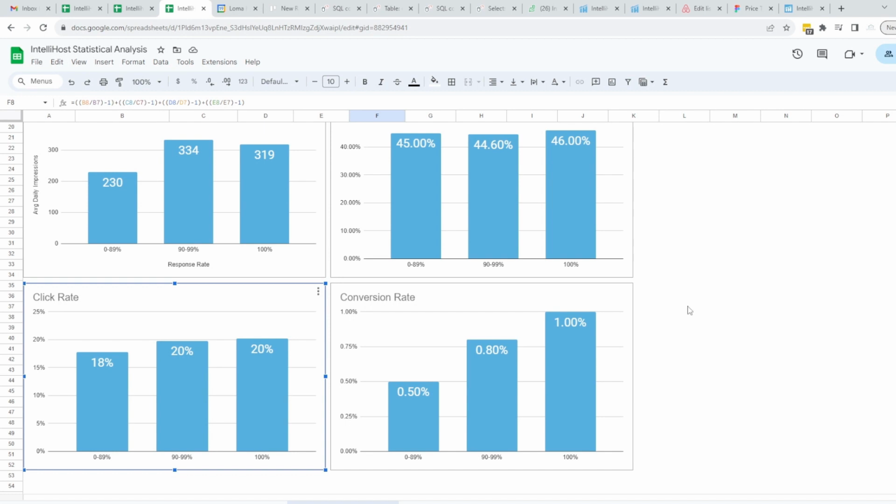But the really interesting thing is what happens when you look at conversion rate. And this makes complete sense because if you're not responding, you're not going to convert. So those that are in the 0 to 89% response rate have about a 0.5% conversion rate.